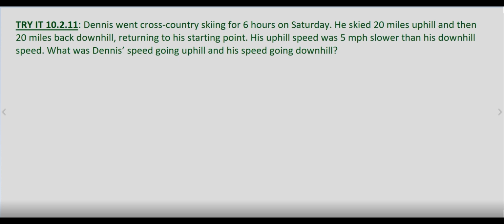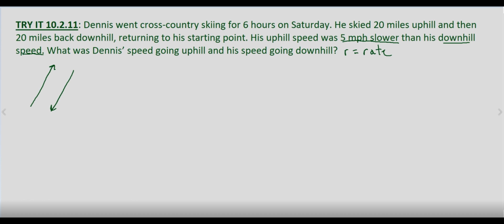So let's say he's skiing on flat land. We'll call that his rate. So R equals his rate. And what are we told? We're told he goes 20 miles uphill and then 20 miles downhill. So both of these are 20 miles. And we're told that as far as his rate is concerned, his uphill speed was 5 miles per hour slower than his downhill speed.